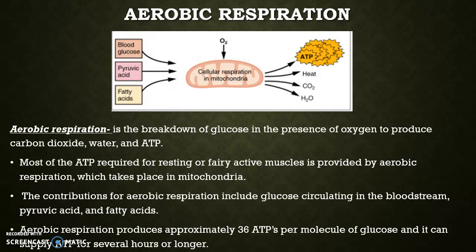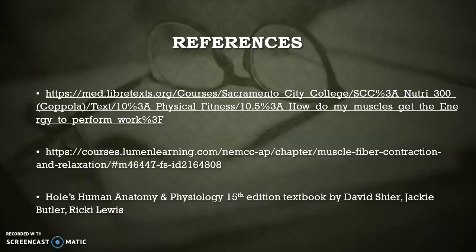The contributions for aerobic respiration include glucose circulating in the bloodstream, pyruvic acid, and fatty acids. Aerobic respiration produces approximately 36 ATPs per molecule of glucose, and it can supply ATP for several hours or longer.